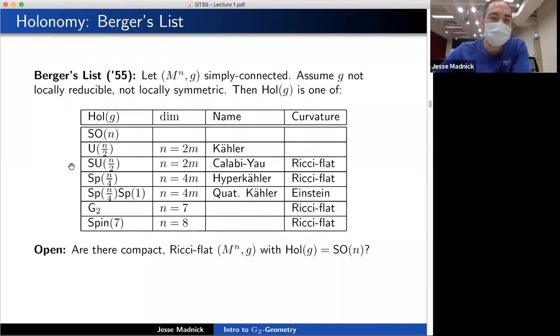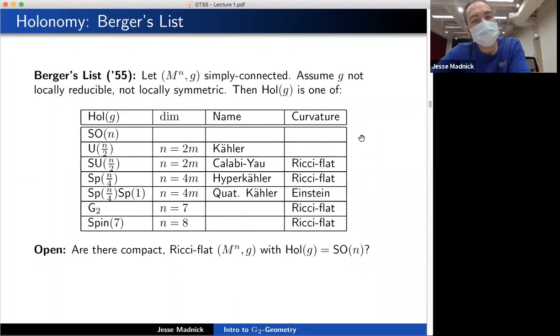Speaking of compact Ricci flat manifolds, the only compact Ricci flat manifolds that we know of that aren't flat are on this list. So every known example of a compact Ricci flat manifold, which isn't flat at the moment, is either Calabi-Yau, hyperkähler, G2, or Spin(7). It's rather striking that we don't know any examples of a compact Ricci flat manifold with generic holonomy SO(n). That's a very striking fact, and there are conjectures either way.